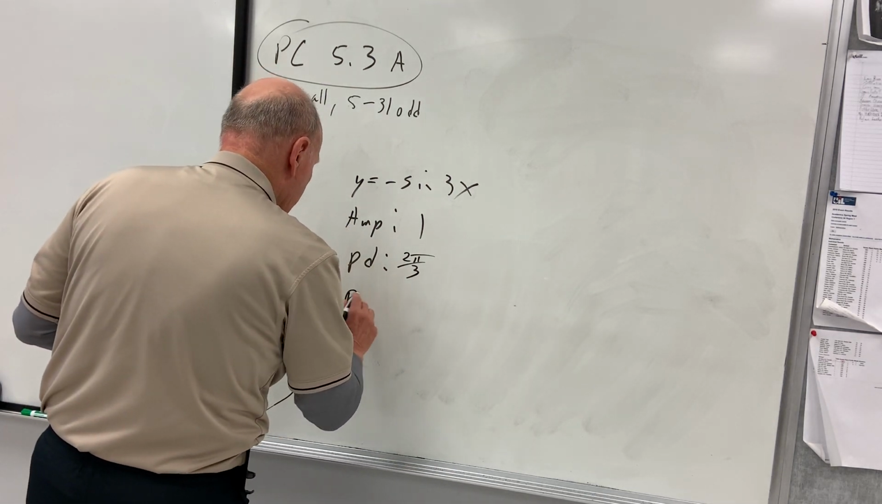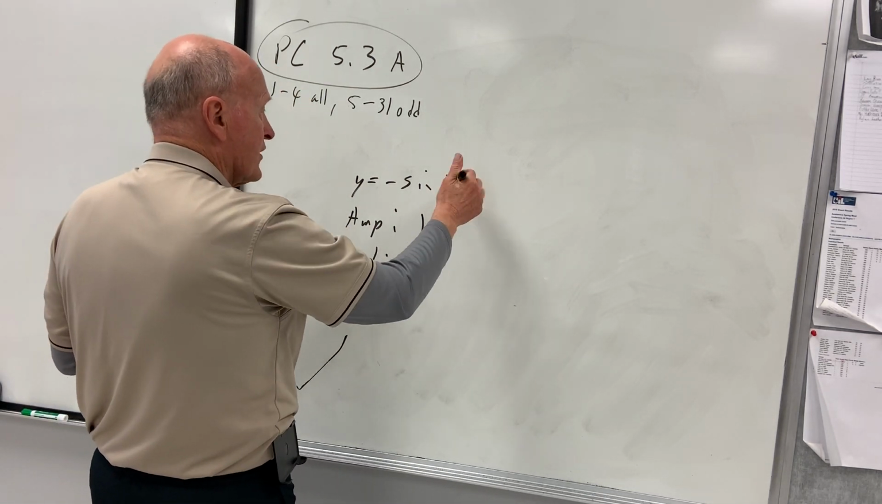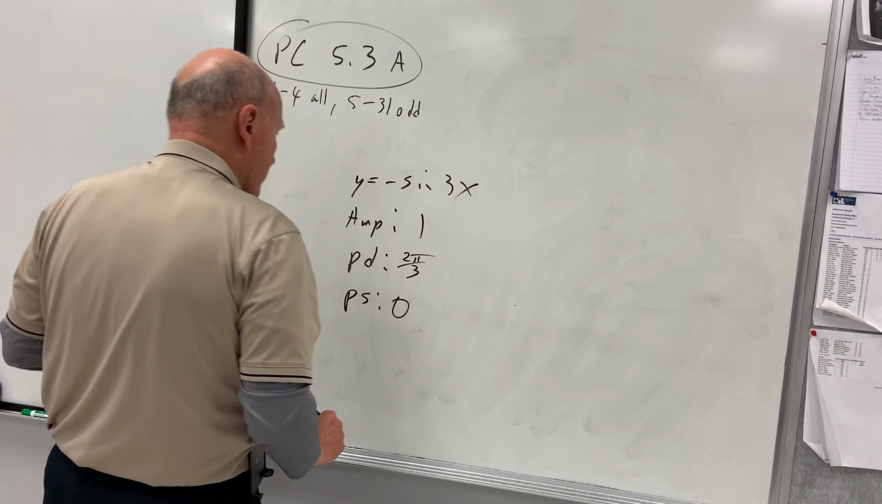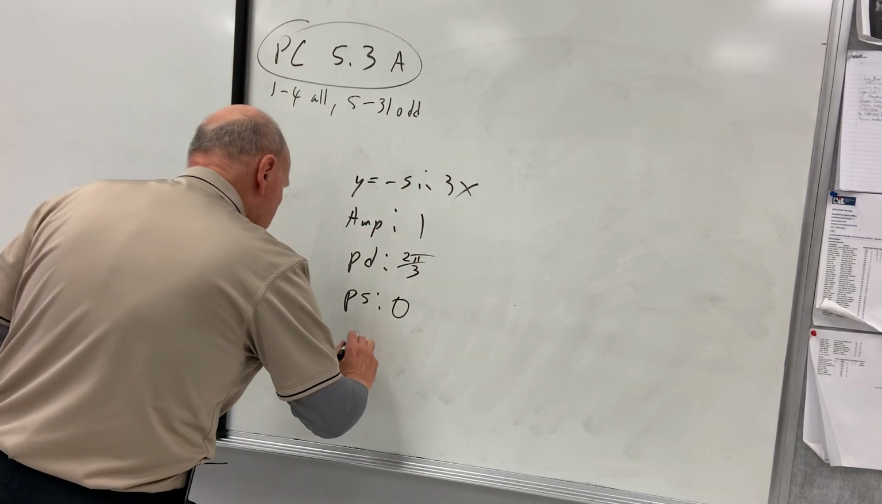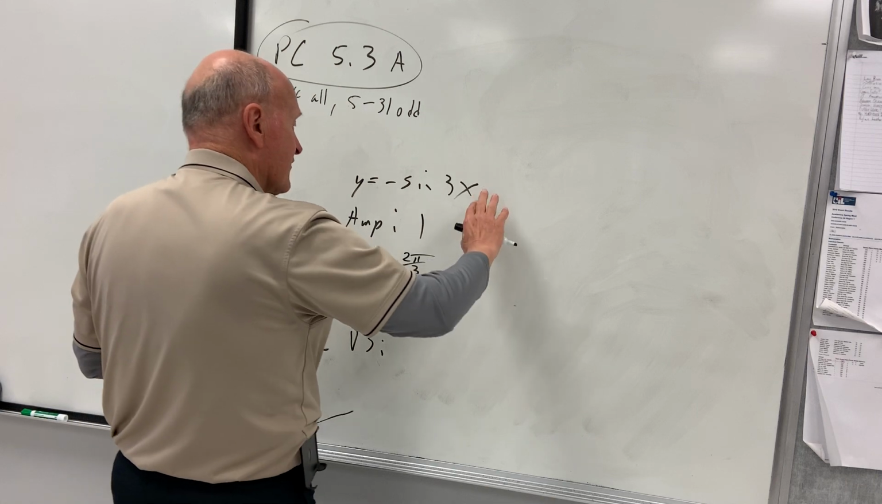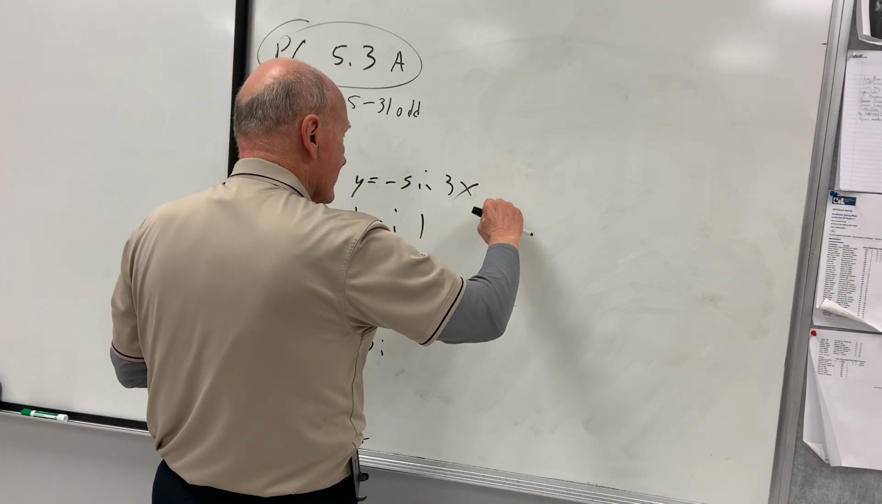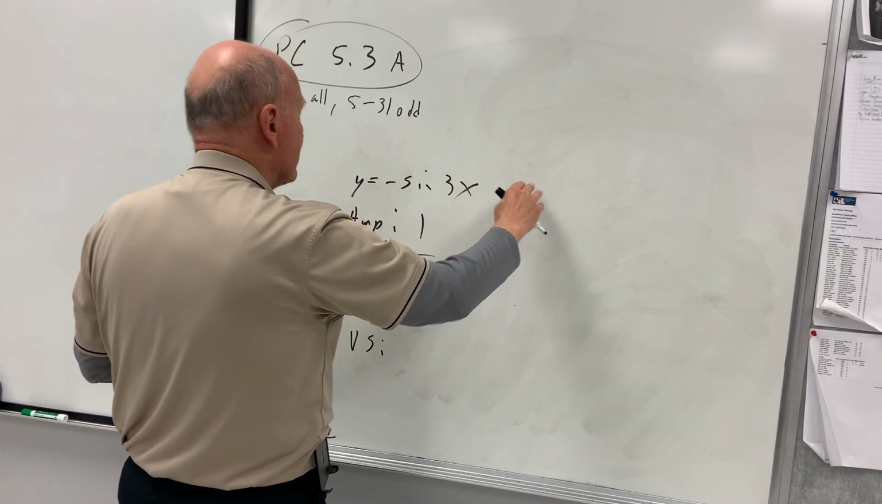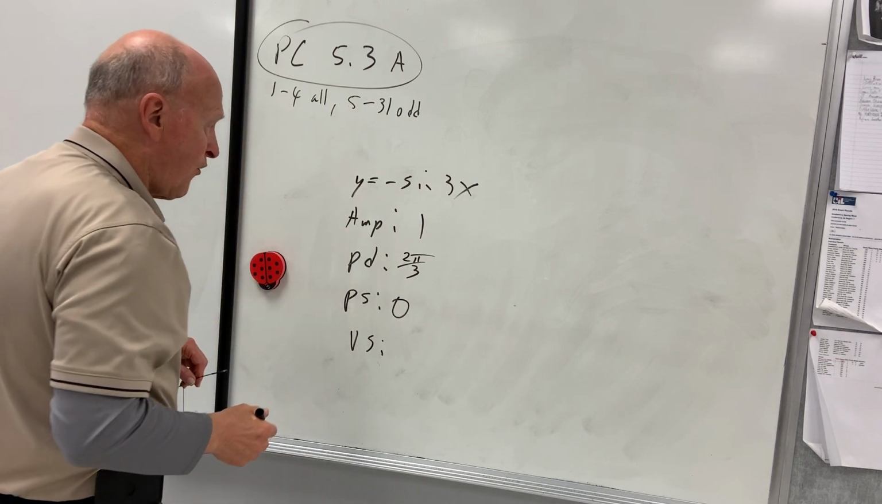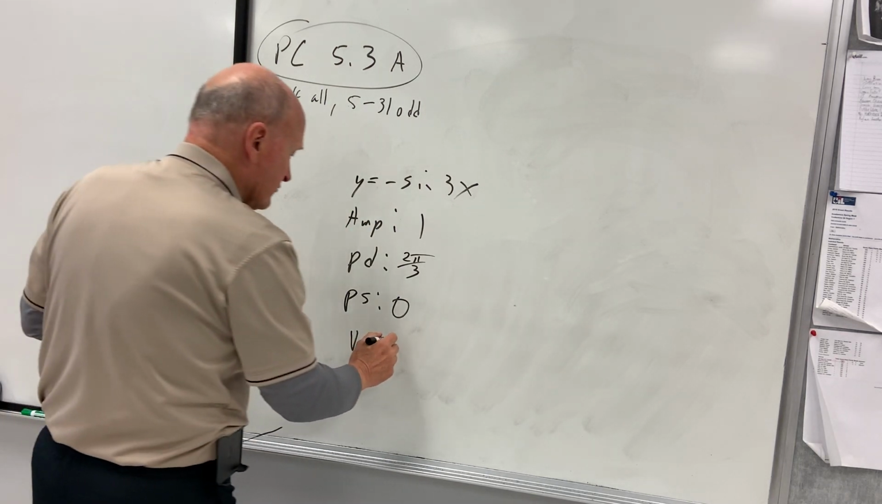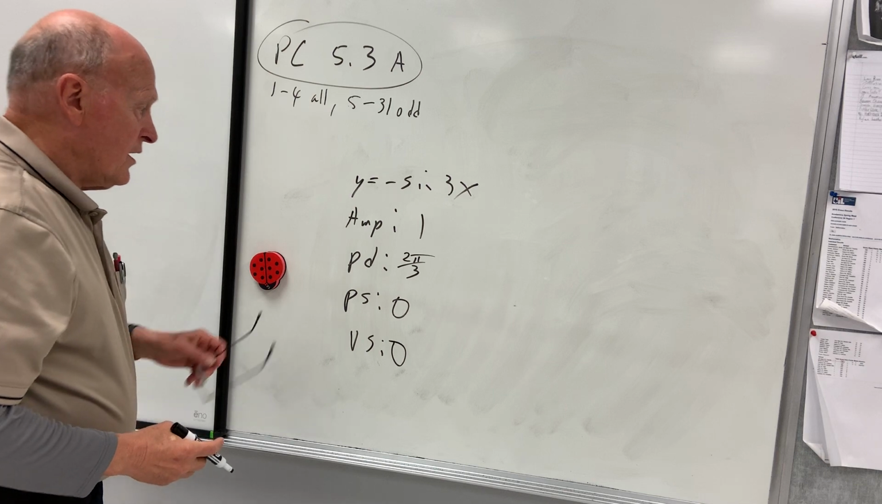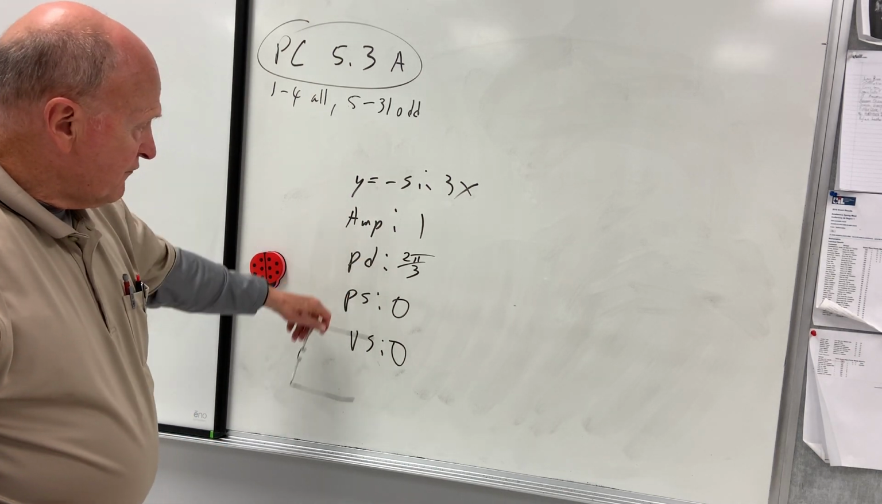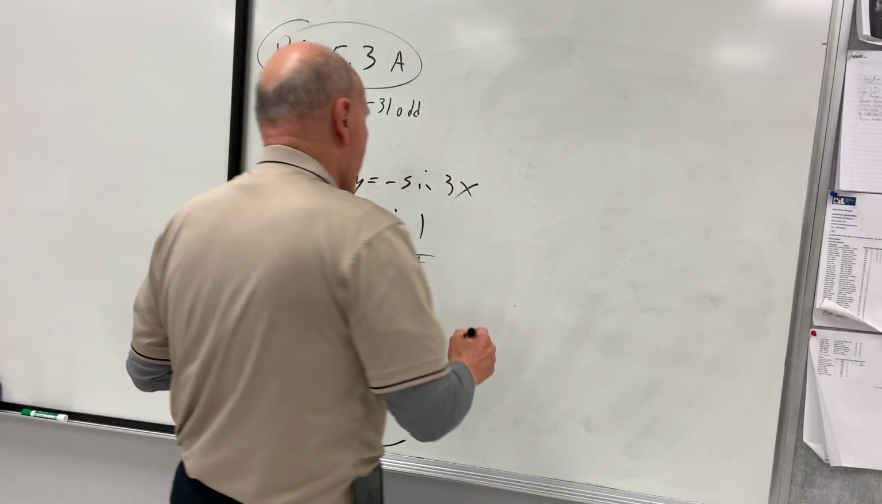Phase shift, there's none. There's nothing grouped with the x. So phase shift is 0. Vertical shift, there's not any. There's not a number out here like +5, and there's not a number in front of it like a +4 or something. So the vertical shift is 0. Now here's our information. We're going to start off graphing this thing.